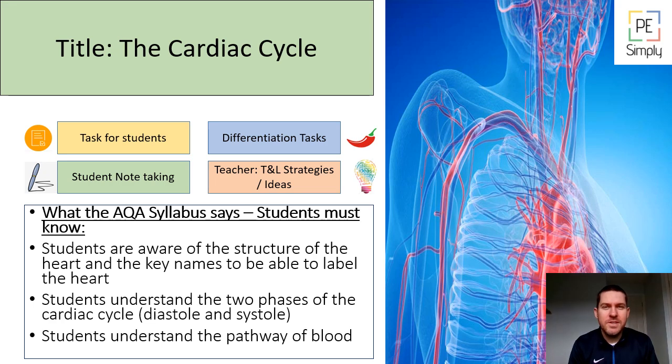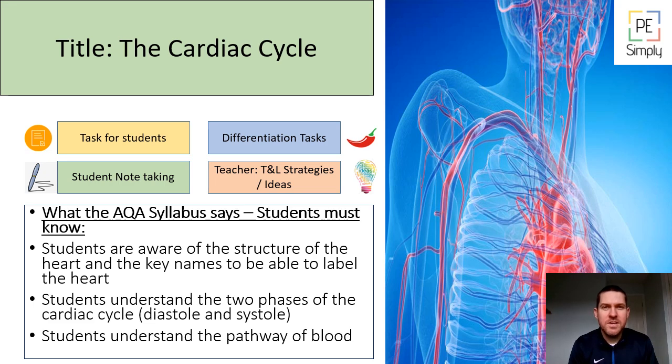So a reminder of these presentations: the yellow text boxes are the tasks for students, the green text boxes are the note-taking sections for students, the blue text boxes are differentiation tasks, and the red text boxes are the teaching and learning strategies and ideas for the practitioner.